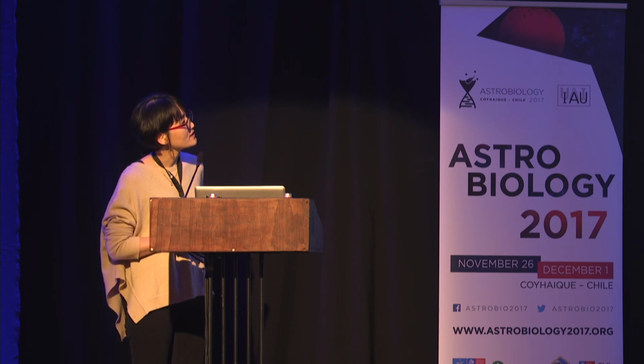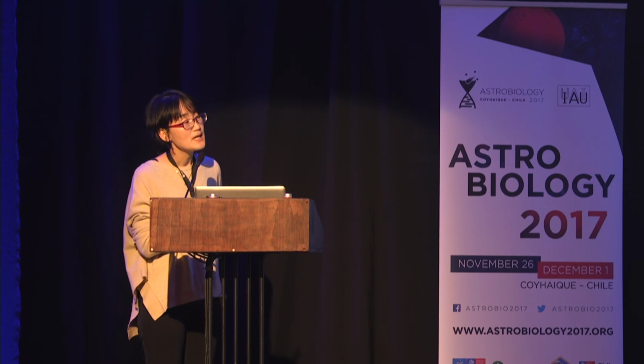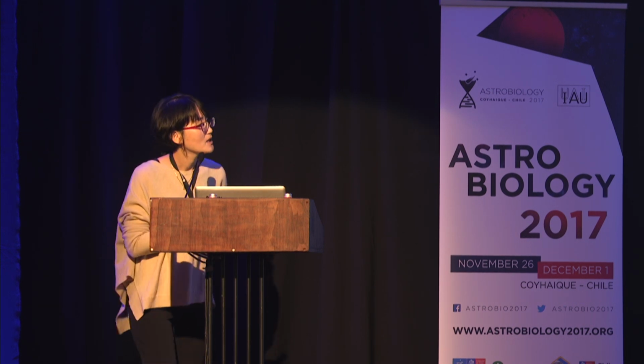Rocks on the Earth and Mars follow this slope of line, but measurements from CAIs follow a different slope of line. And according to the Genesis result, the solar value is about -50 per mil, which is very similar to the highest anomalies measured from primitive meteorites. This terrestrial line can be explained by mass-dependent chemical fractionation, but this anomalous meteoric line requires a mass-independent chemical process.